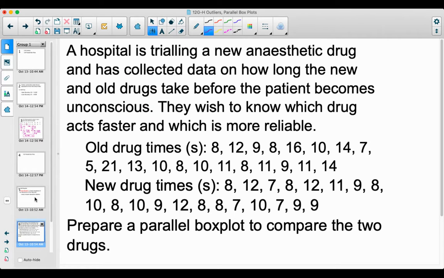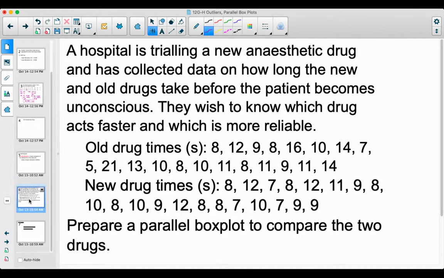So, a hospital is trying a new drug. We have the old time of the drug versus the new time on how fast it works, and we want to determine which one is going to be more reliable. So, if you want, pause this and get your calculator and get your 5 number summary for both the old drug times and the new drug times.